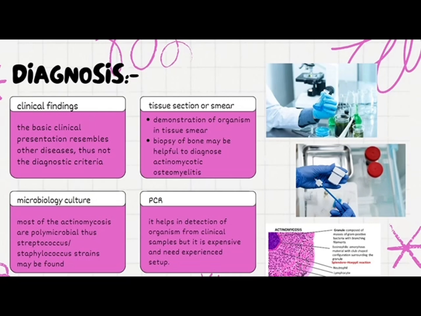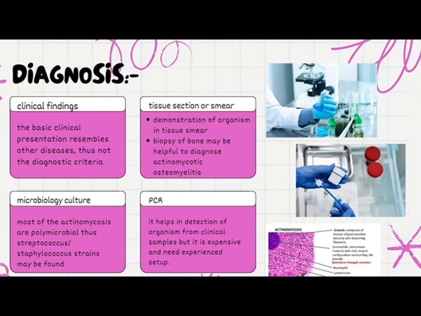Diagnosis. First of all, for diagnosis, we go for clinical findings, that is the basic clinical presentation of the infection, which can resemble other diseases of suppurative bacteria or fungus, which makes it not the best diagnostic criterion. Tissue section or smear: demonstration of the organism can be seen in a tissue smear, or biopsy of bone can be helpful in diagnosing actinomycotic osteomyelitis.